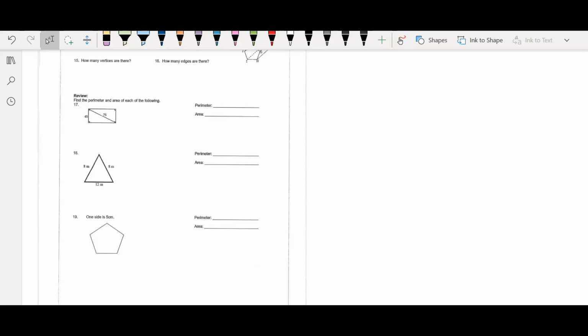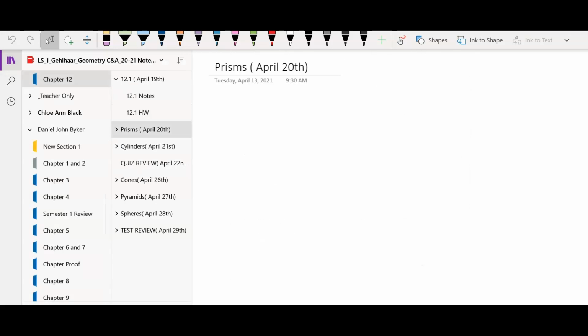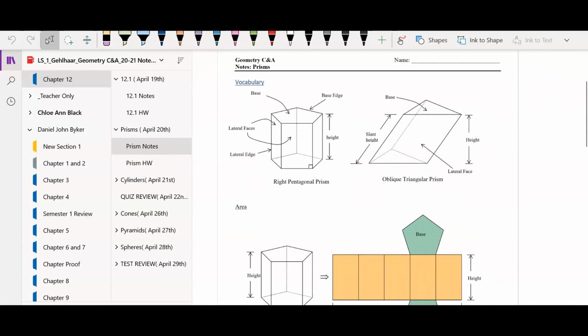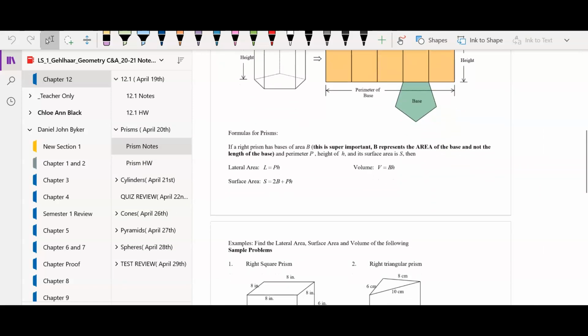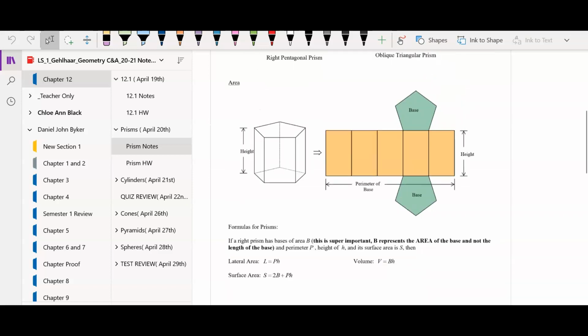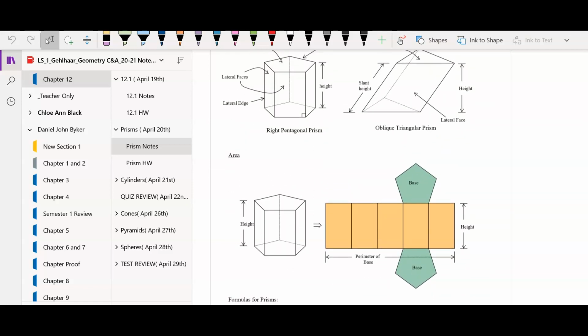We will definitely be going over this tomorrow, but I do have to say we are jumping right into prisms and going through that vocabulary more in depth and looking at the equations and finding the area, volume, and surface area, lateral area, and volume. So just be ready for it. If you have questions again, let me know.